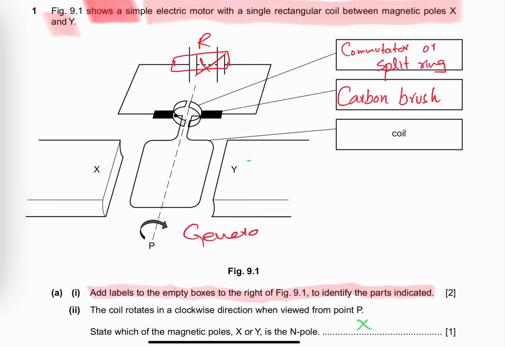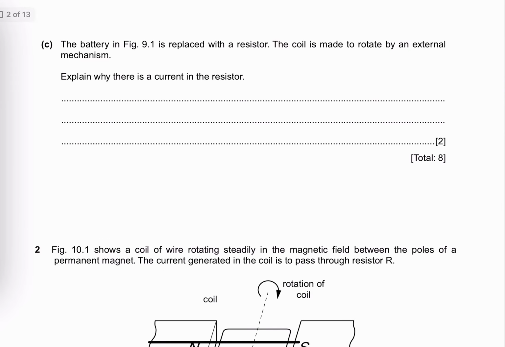Okay, because when you remove the battery and you rotate the coil by some external means, that is the formation of a generator. So when the coil will rotate in the presence of these magnets, there is a north pole, there is a south pole, there will be a change in magnetic field and it will produce an EMF. So that we have to explain.